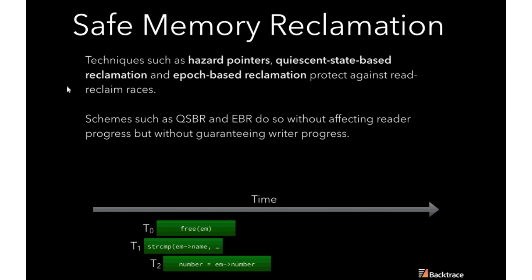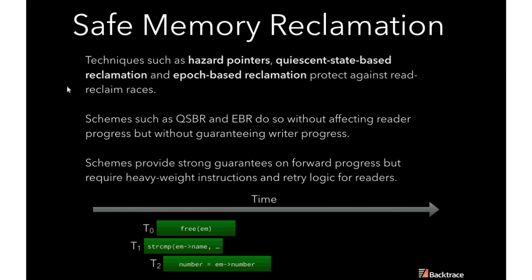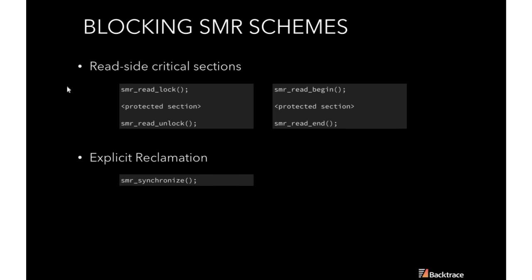So QSBR and EBR provide protection against read reclaim races without affecting read side progress whatsoever. And some variants of QSBR, for example, don't require any additional overhead on the read side. However, the trade-off is writer progress would be affected. So what we're going to do is just implement a toy implementation of this, hopefully in 10 minutes, or I'll be over time.